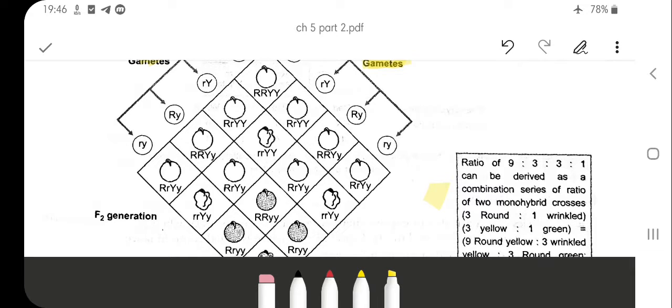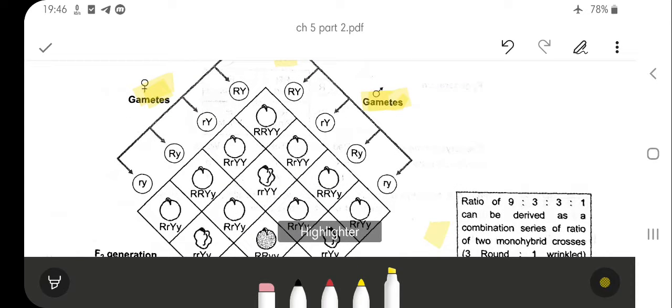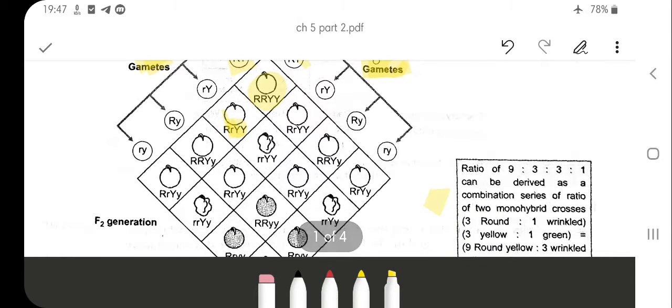So when this R and this R fuse with each other, they will form this progeny. Fine. So when this R and this R are fused, they will form another progeny. In this way, we get the 16 progenies. And when we have the genotypic or phenotypic ratio, in the dihybrid cross we have only the dihybrid ratio, no phenotypic and no genotypic.